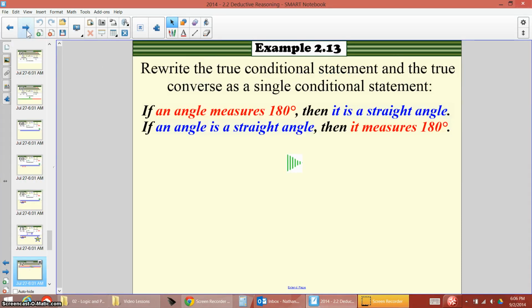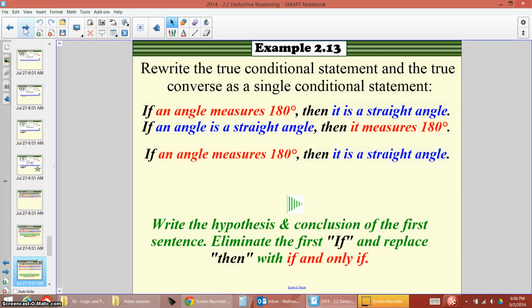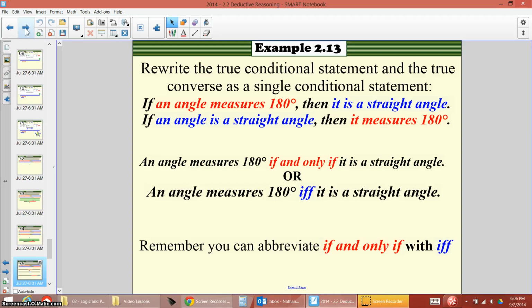All right, now don't forget, rewrite the conditional statements and the true converse as a single conditional statement. This is where we get into biconditional statements, and we use if and only if right here. Okay, so for 2.13, we need to rewrite this as a biconditional. If an angle measures 180 degrees, then it's a straight angle. The converse of that is also true. If it's a straight angle, then it measures 180 degrees.